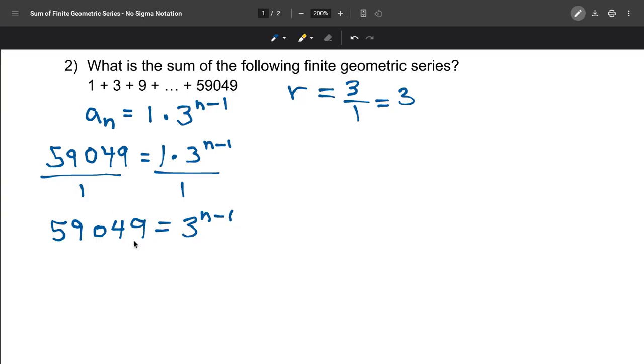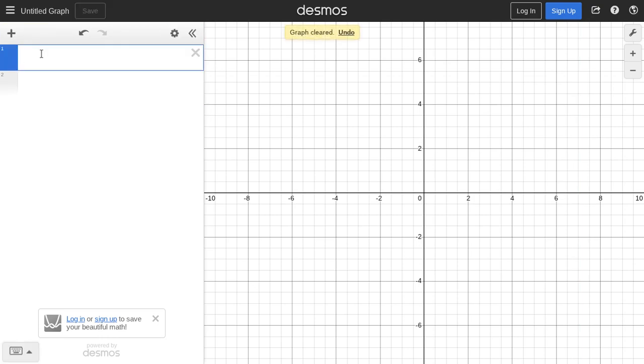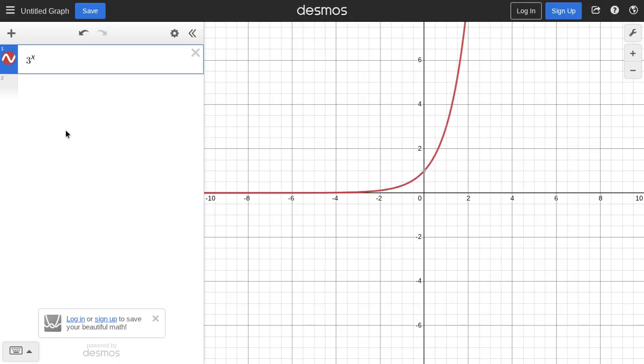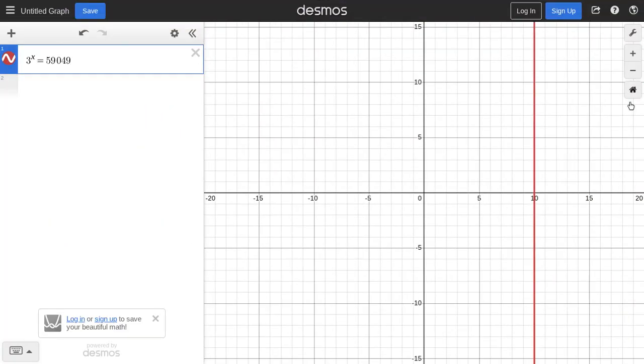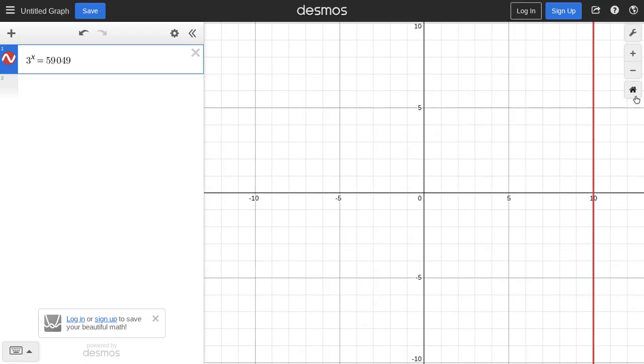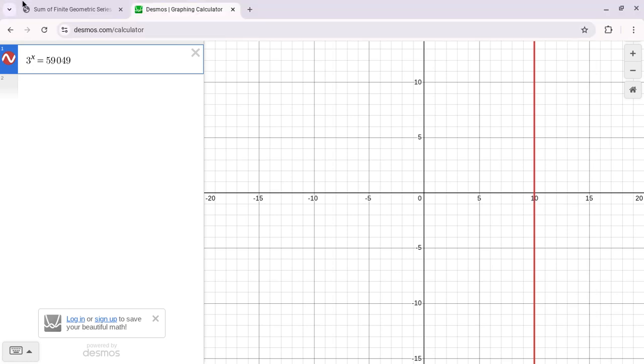So now I want to get this as a power of 3. I'll switch over to Desmos, go up to the gear, and clear out the previous problem. We're going to say 3 to the power of x equals 59,049. We got the red line going right through 10, so it's 3 to the 10th power. Notice I had to zoom out. With Desmos, if you want to zoom back in, you can use the house button. But now we don't see it, so I click this minus to zoom out. You see it goes through 10 there.